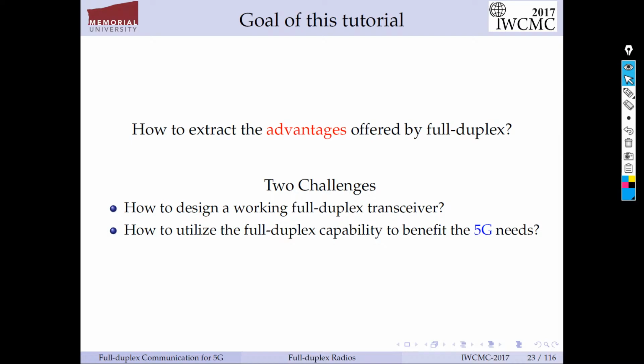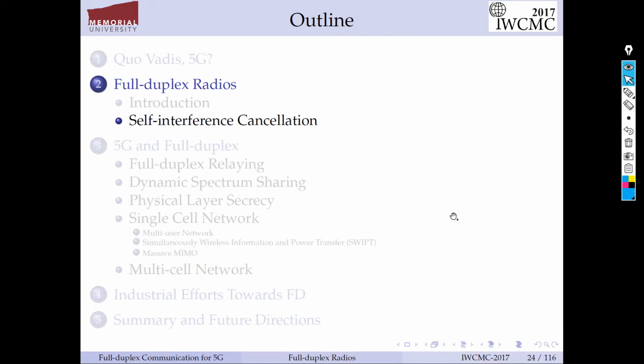The two main disadvantages, which are the challenges: how to design a working full duplex transceiver in which you can transmit and receive without causing interference to yourself, and how to utilize the full duplex capability to benefit the future wireless technologies, including 5G. So self-interference cancellation is the main research theme in this domain.